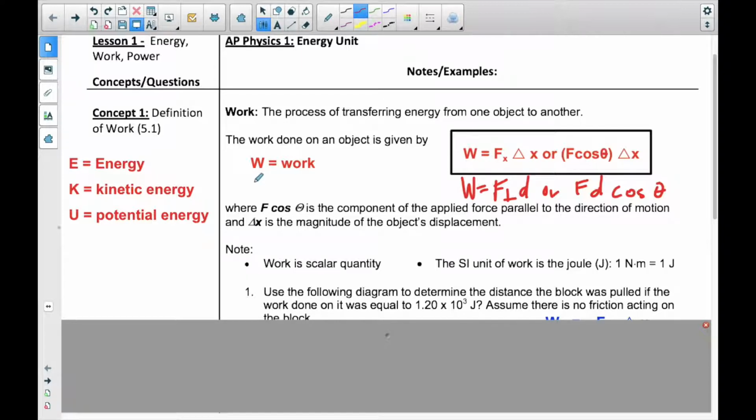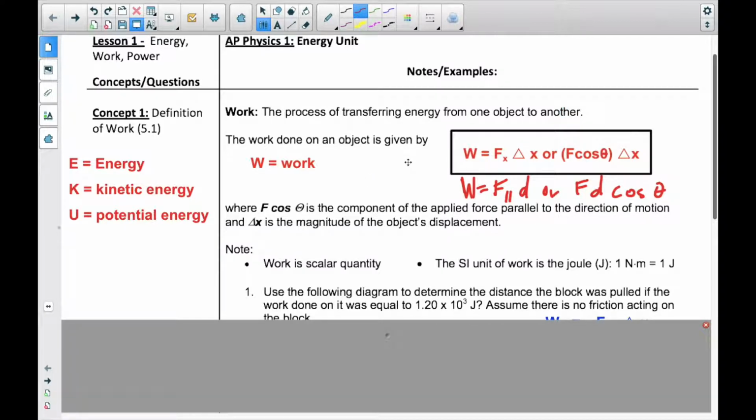The variable for work is a capital W. Now, later on when we get to a different unit, we will use W to stand for watts, but we are talking in this unit about work. So W means work here. If you look over here in the text box, these are the equations that are given to you in the textbook. F sub x times delta x, or F cosine theta times delta x.